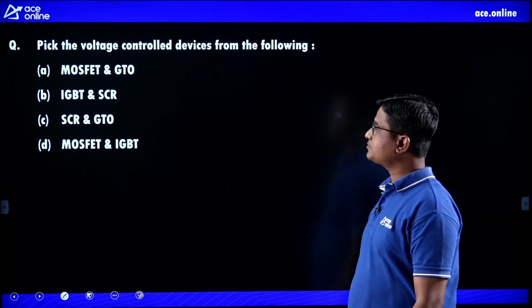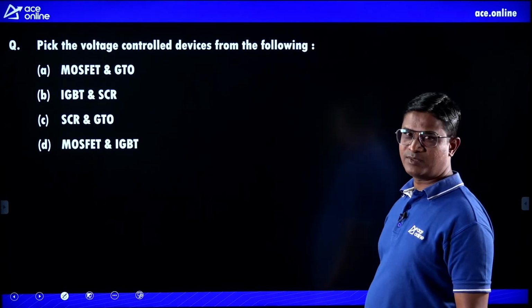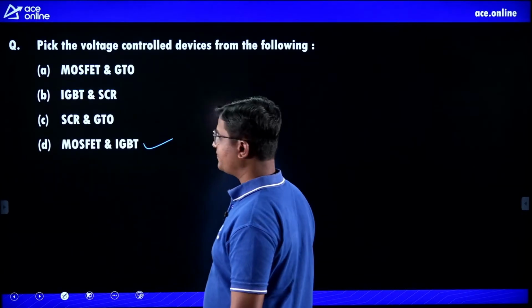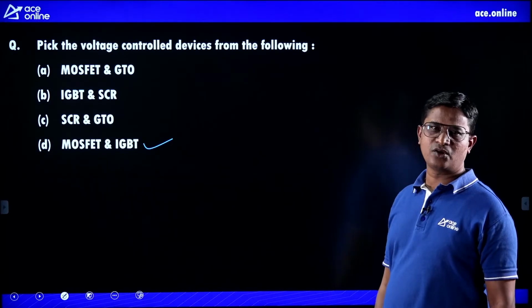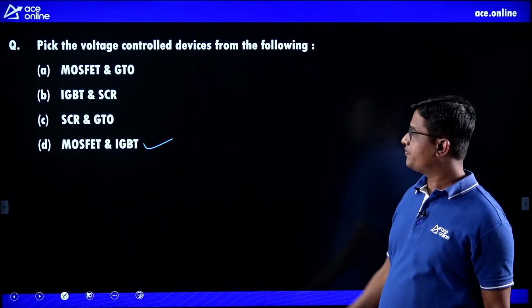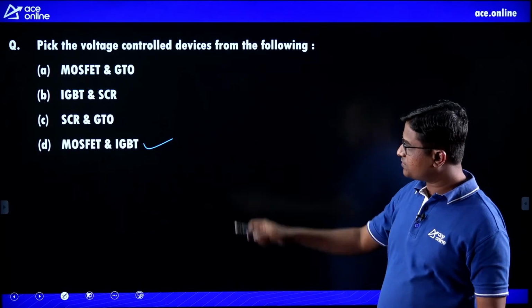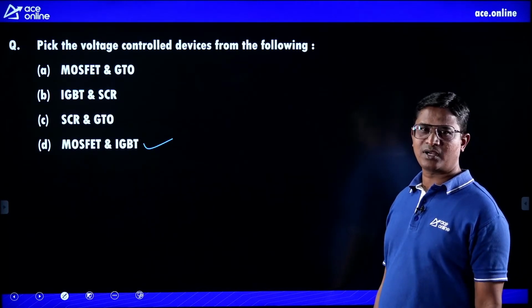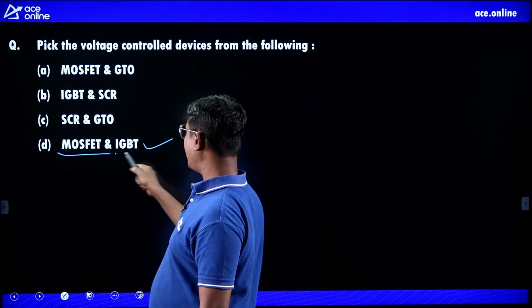Okay, next. Pick the voltage control devices from the following. Which are the voltage control devices? MOSFET and IGBT, right? You can check the others: MOSFET is voltage control, GTO current control, IGBT voltage controlled, SCR current control. Third option, SCR and GTO, both are current control. So here voltage controlled means MOSFET and IGBT.